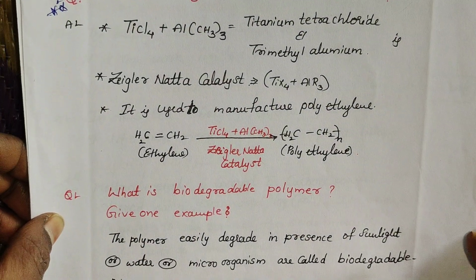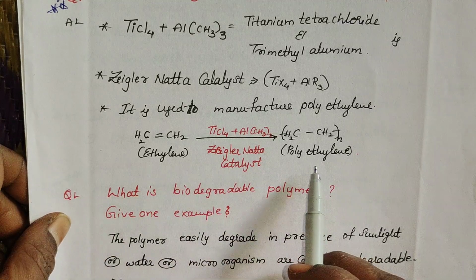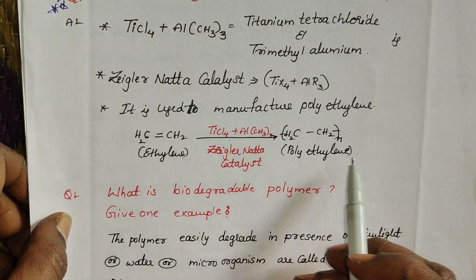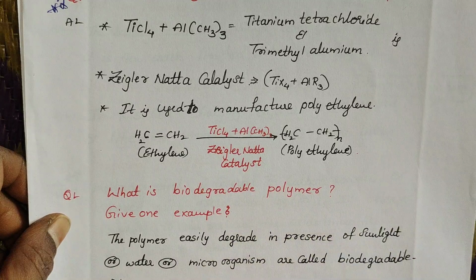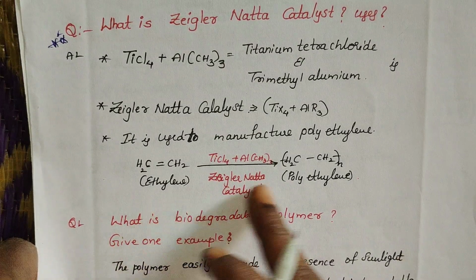It is used especially for polyethylene preparation. Ethylene in presence of the Ziegler-Natta catalyst will give HDPE, high density polyethylene. Okay, this is the use of Ziegler-Natta catalyst. It is a very important question. You have to check this reaction also.